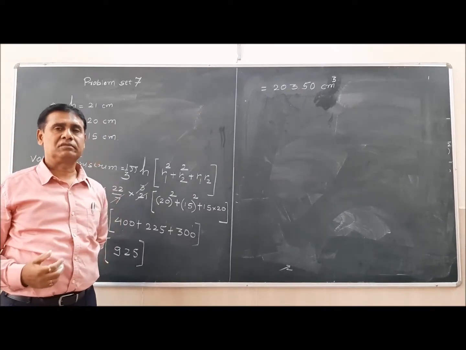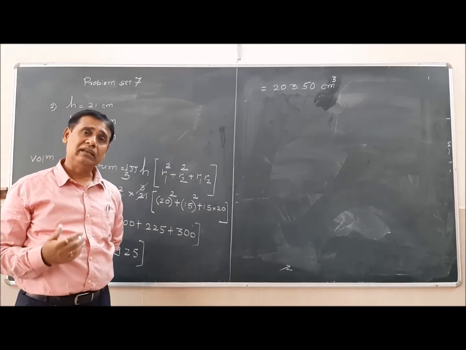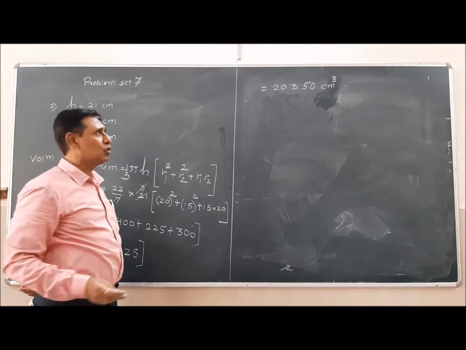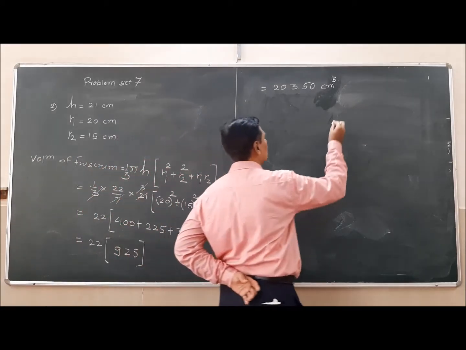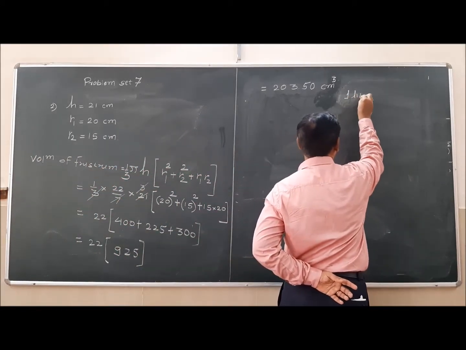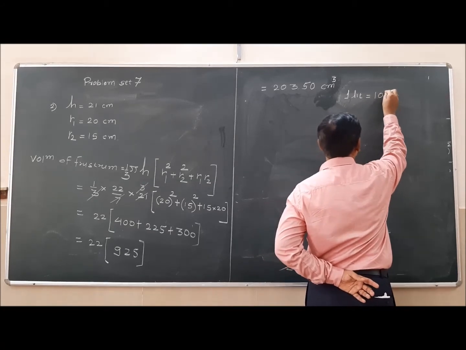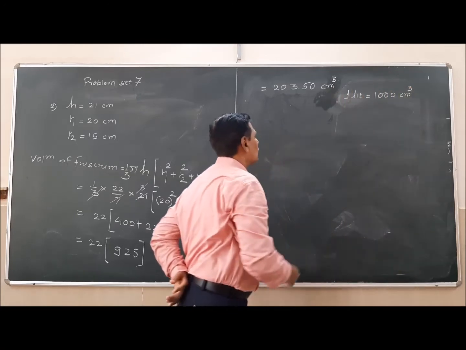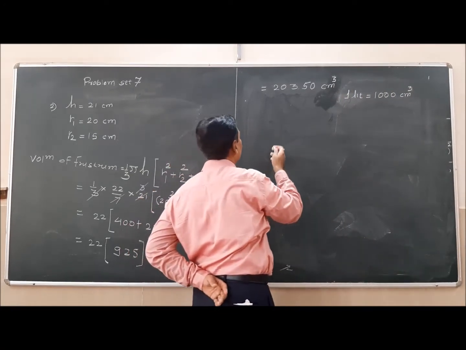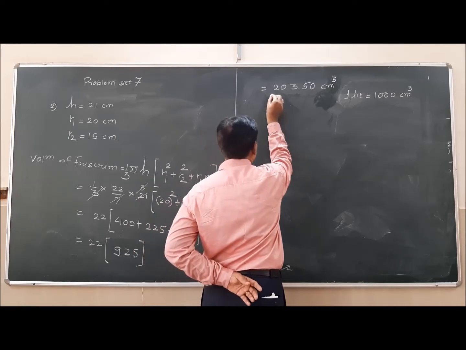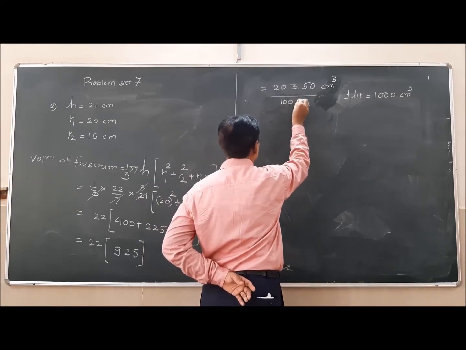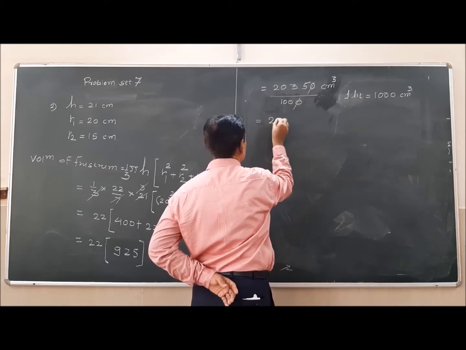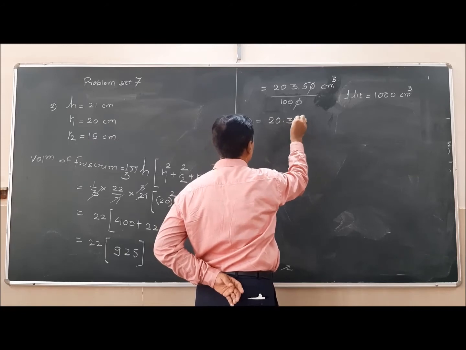But what is our question? To find out the capacity of the bucket in liters. Now you all know the relationship between centimeter cube and liters. So 1 liter is equal to 1000 centimeter cube. So to convert this centimeter cube into liters, I have to divide it by 1000. So if I divide it by 1000, naturally you will find I get these 2 zeros are there. So 20.35 liters.